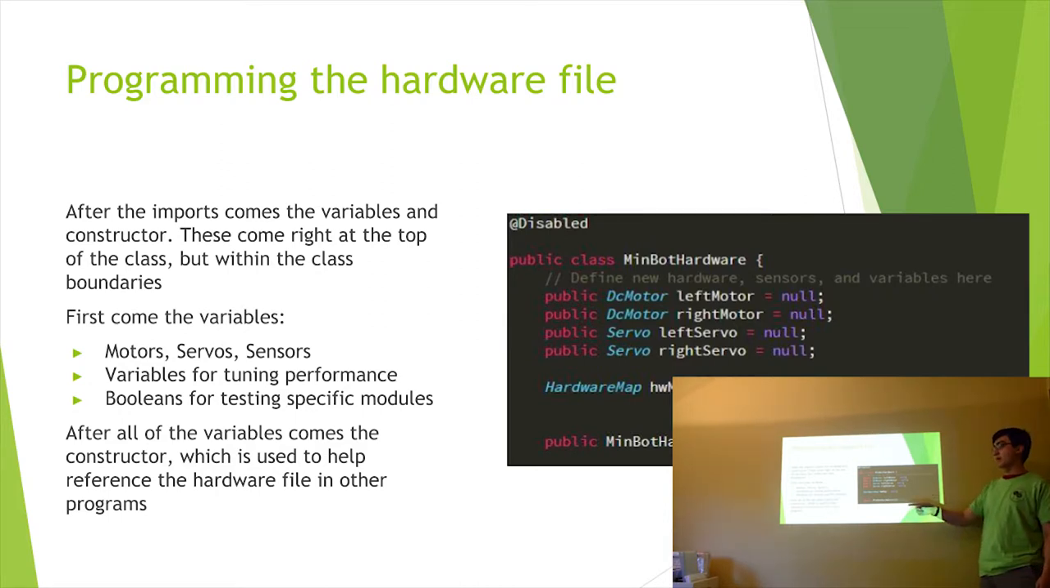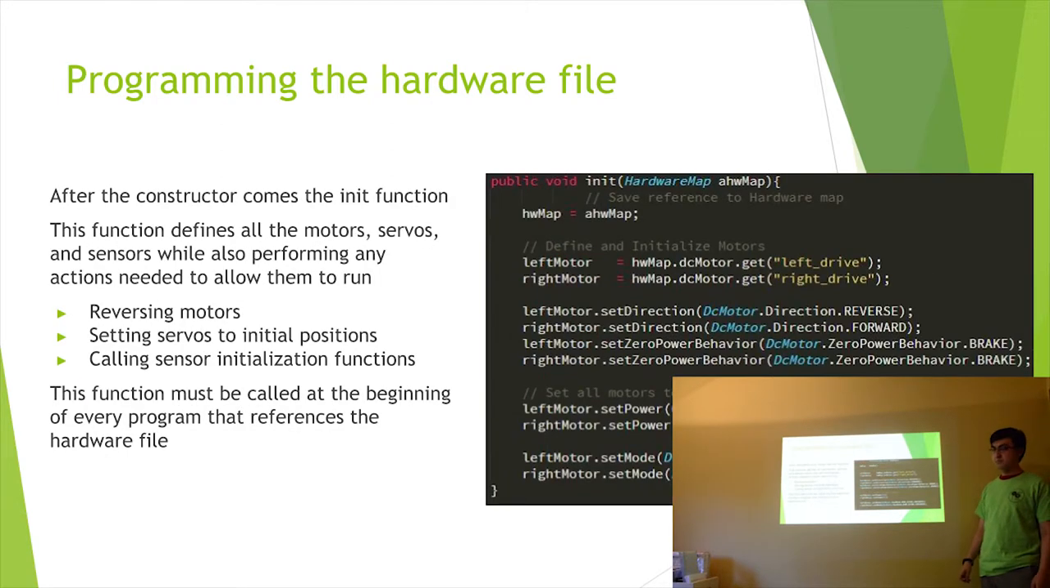Basically, this is the line of code that lets you reference it by creating an object with the code. Then once you have all of the stuff defined, you start getting into your functions. And the first function you're going to want to have is your initialization function. This is the function that's going to declare your hardware map first.